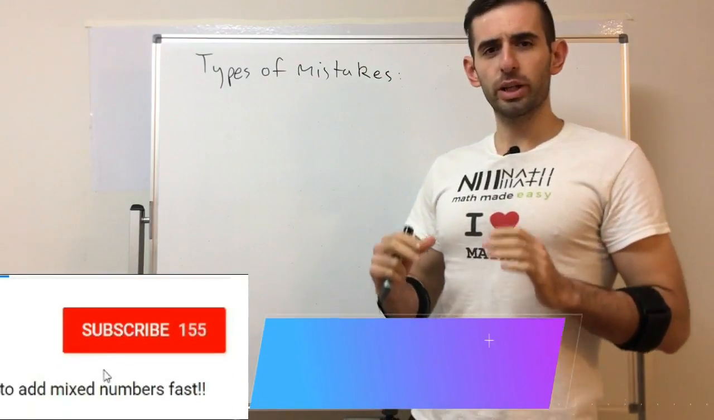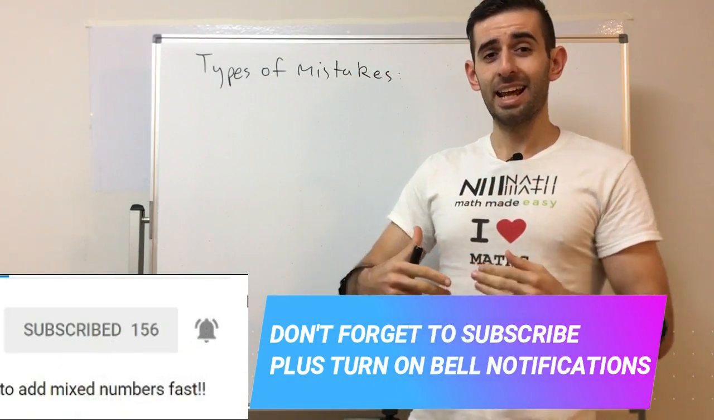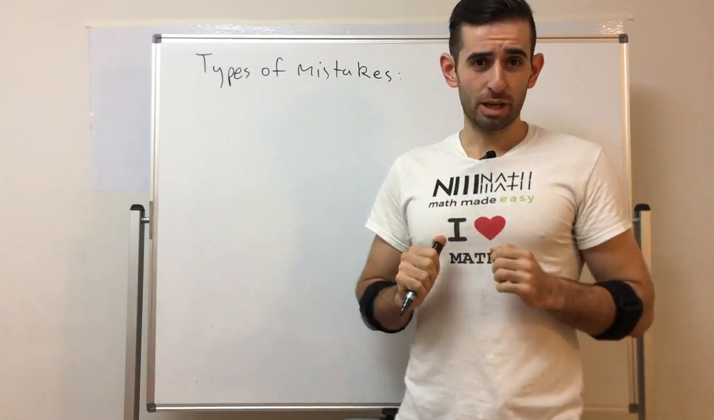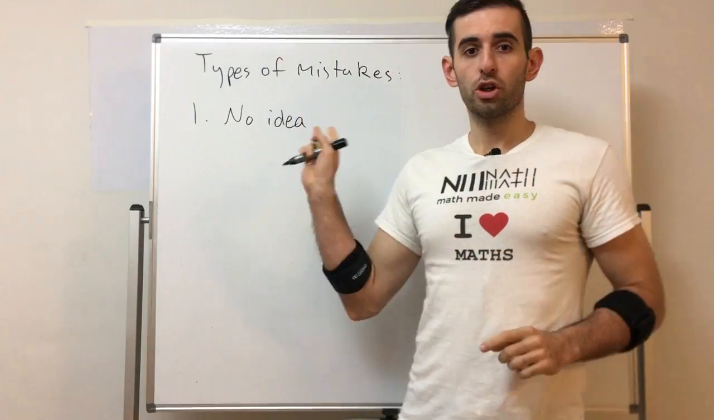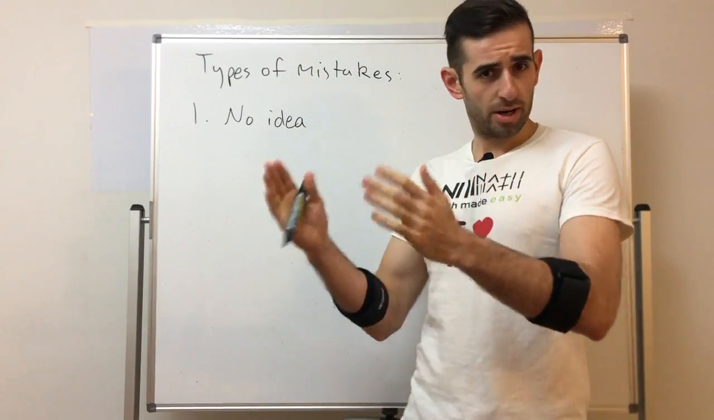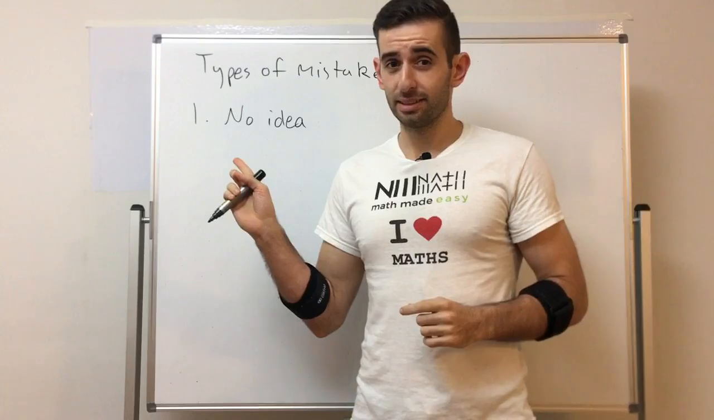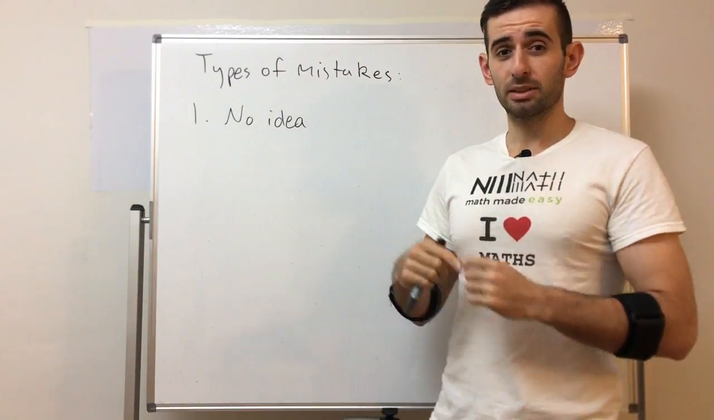Okay, now in order to really help you understand how to prevent careless mistakes, we need to first dissect it and talk about what types of mistakes there are. So first, no idea. No idea means those are just really hard questions that you have no idea how to do. I'm not covering that type today, but just want you to be aware.